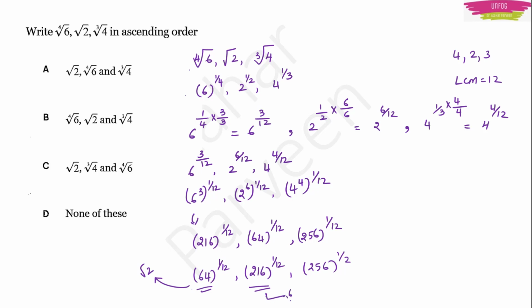It is the fourth root of 6, right? So root 2, fourth root of 6. Next is the cube root of 4. So option A will be the correct answer. So what we have done? We have written it here in ascending order.